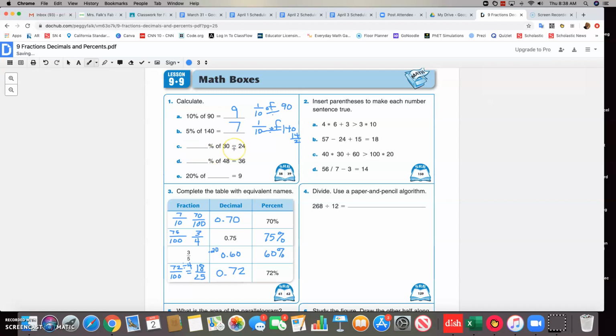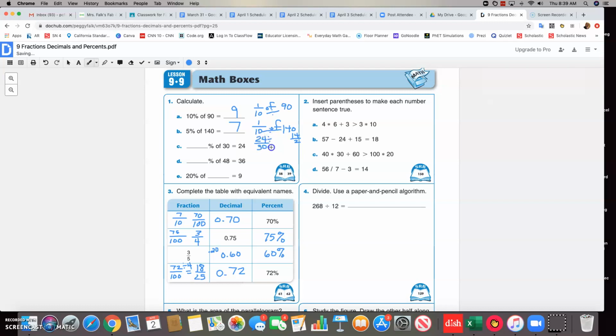Okay, now C and D, we don't know the percent. We need to find the percent. So we're going to make what we know into a fraction, because we can always take a fraction like we did here and make it into a decimal or percent. So of 30, that's my whole number. That's the denominator. And I know 25 is part of 30. So that's my numerator.